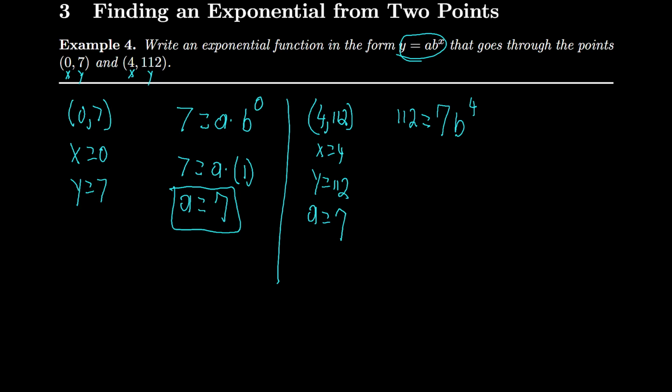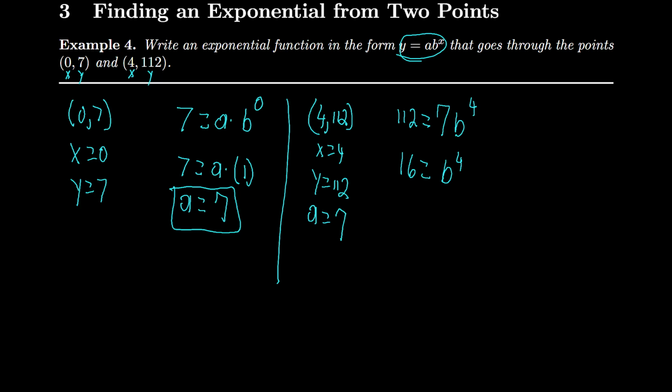So we're going to divide both sides by 7. Dividing both sides by 7, we get 112 divided by 7 is 16. 7 divided by 7 is 1. Okay, so we just divided both sides by 7. If you don't believe me, pick up a calculator, do 112 divided by 7. You'll get 16. So we get 16 equals b to the 4th.